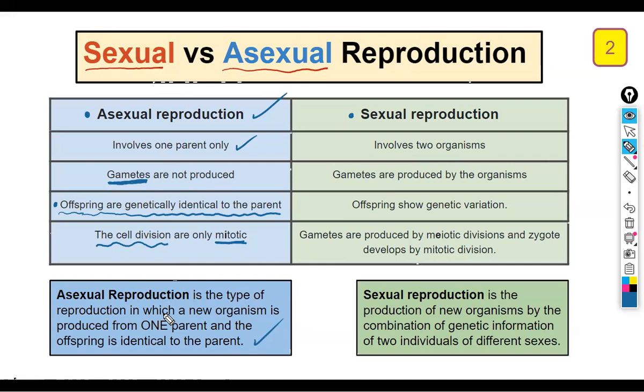And then when we go to sexual reproduction now, you're going to realize it's almost the opposite of asexual. And this one is probably common knowledge by now for most people, right? It involves two organisms, a male and a female. Gametes are produced. So the male will produce what? Sperm, and the females will produce eggs. That's your gametes, right? You need those two things for sexual reproduction.